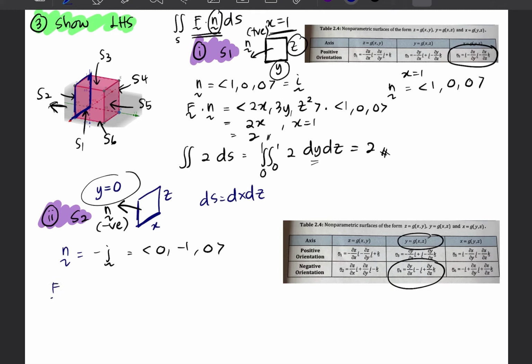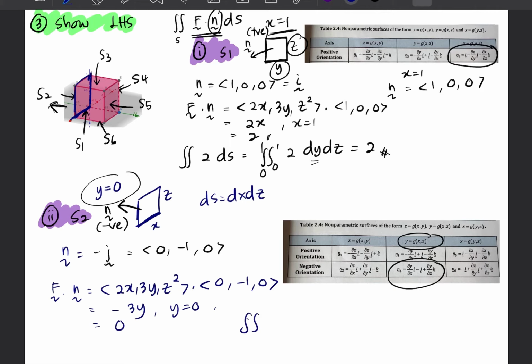Okay, then calculate F dot n: (2x, 3y, z squared) dot product with (0, -1, 0). We get -3y. But y equals 0, so you will get F dot n equal to 0. If you integrate 0 dS, which is 0 dx dz, you will get 0.